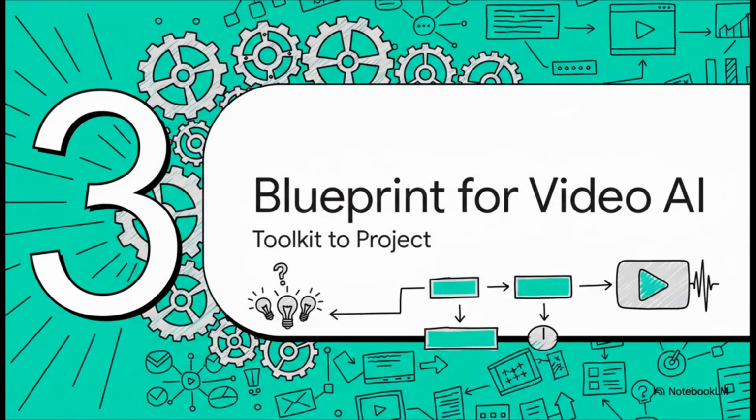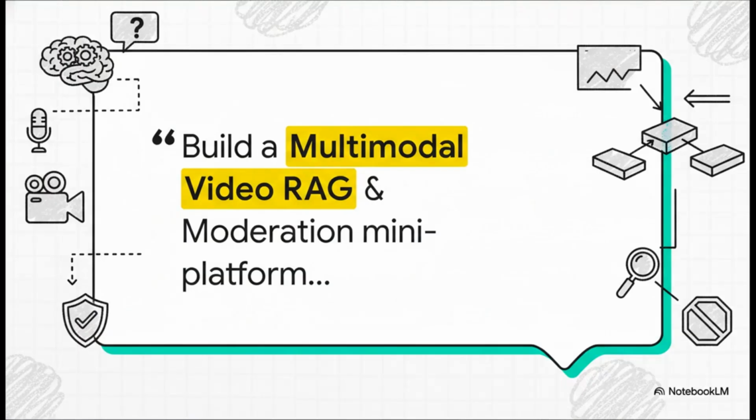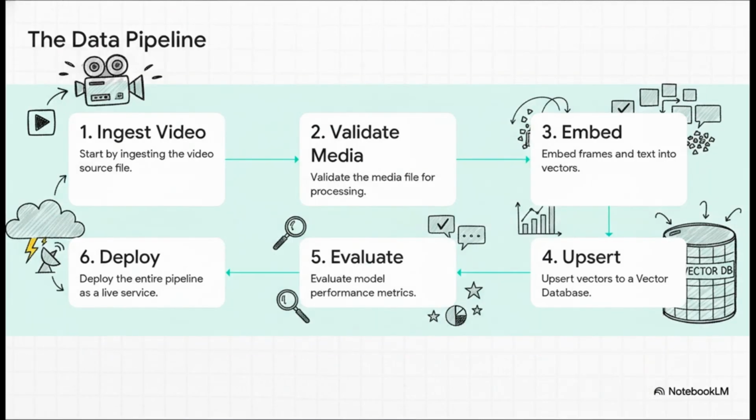Okay, so we've got all the tools laid out on the workbench. Now let's see how we actually assemble them into a real concrete project. We're moving from the what to the how. And here it is, our mission statement. We are going to build a mini platform that can take in a video, understand it, answer questions about it, and even help moderate the content. This one project, if you build it, demonstrates that you've mastered that entire toolkit we just went over. So here's the project's workflow, laid out like an assembly line.